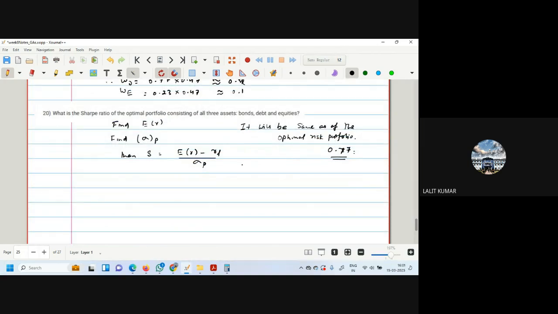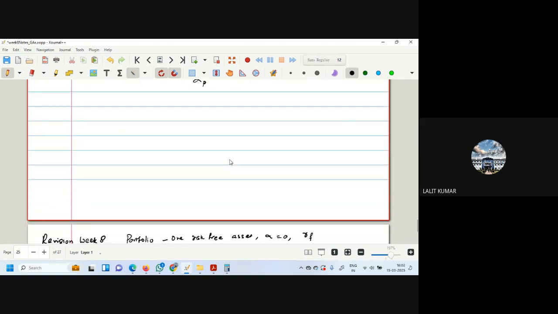Sharpe ratio, ER minus RF by sigma P. Now, what is the Sharpe ratio of the optimal portfolio consisting of all three assets, bonds, debt, and equity? So remember, for bonds it is 0. So for debt and equity, whatever standard deviation or Sharpe ratio you had got, it will remain the same. You have to put the values. So with this, I have finished the GA.